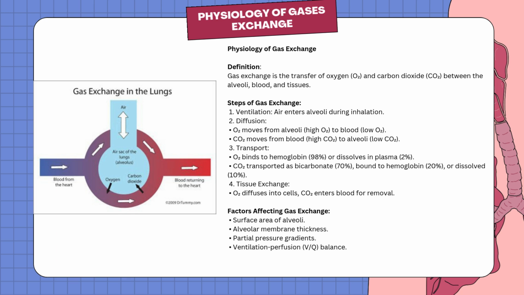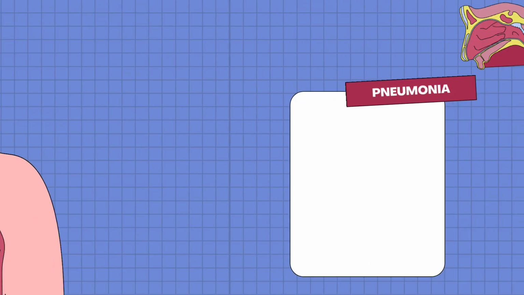The last one will be the factors affecting gas exchange. There are 4 factors, which are surface area of alveoli, alveolar membrane thickness, the partial pressure gradients, and the last one will be the ventilation perfusion, VQ, balance.